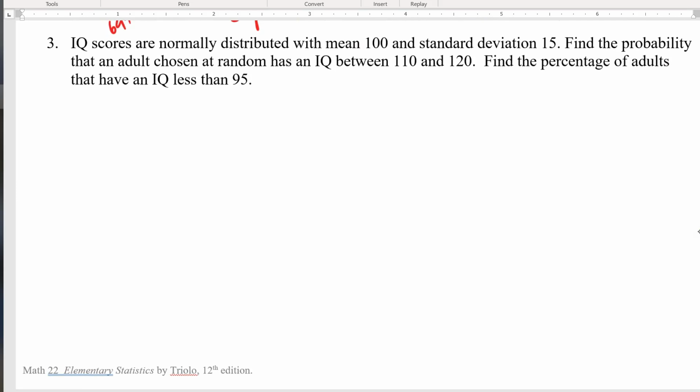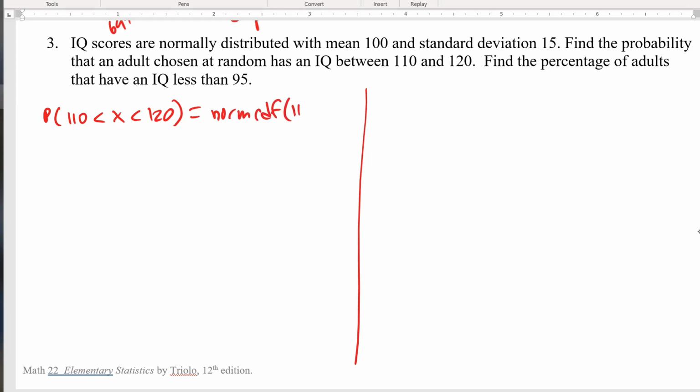IQ scores are normally distributed with a mean of 100, standard deviation of 15. Find the probability an adult chosen at random has an IQ between 110 and 120. Okay, so let's go ahead and start with the probability of your IQ being between 110 and 120. If I'm doing this from the x's, norm CDF, our minimum, our maximum, our mean, and our standard deviation.